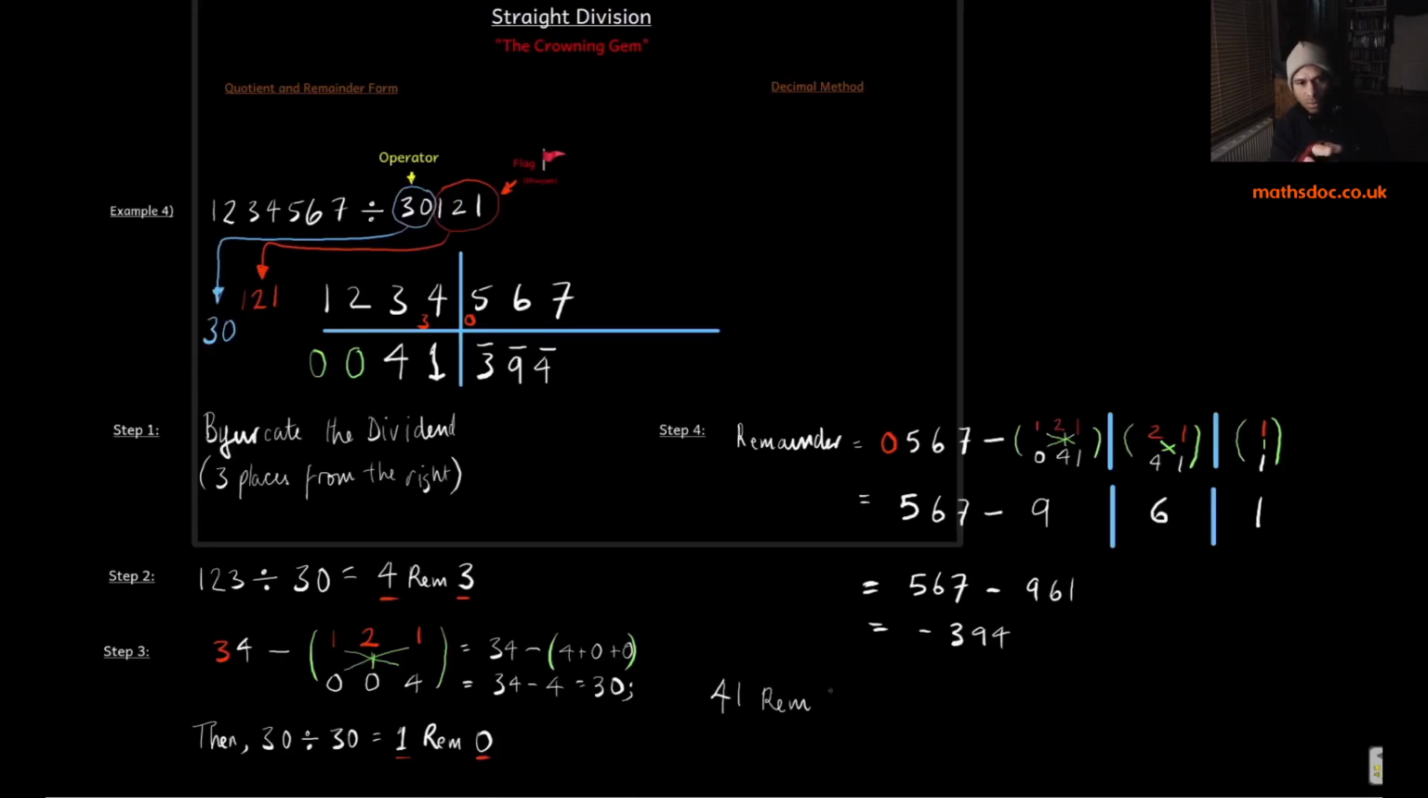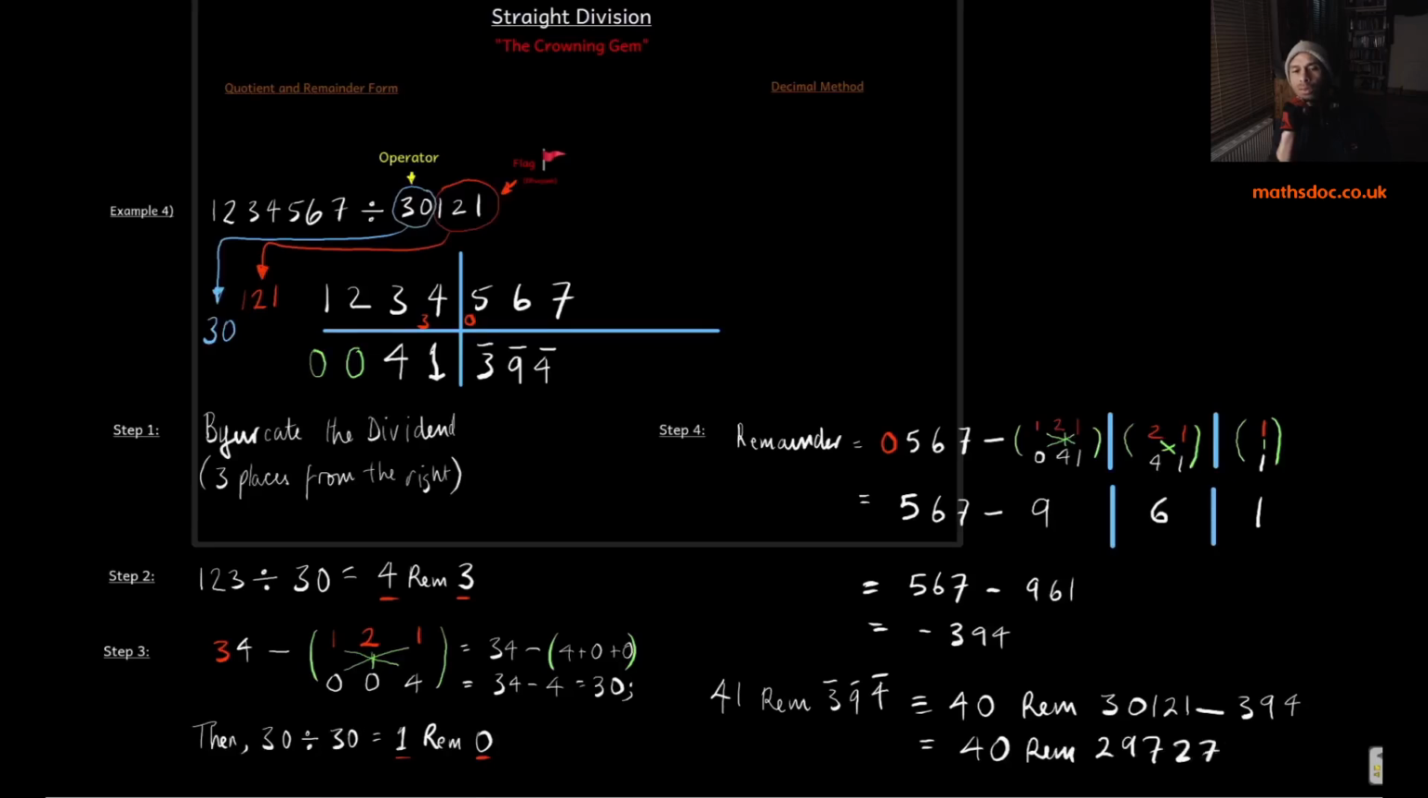Right, so almost finished calculation. 41 remainder minus 394 is the same as 40 remainder 30,121 take away 394. That comes to 40 remainder 29,727. A little bit tricky, this one, only because the remainder is very tricky getting those. The remainder actually is tough.